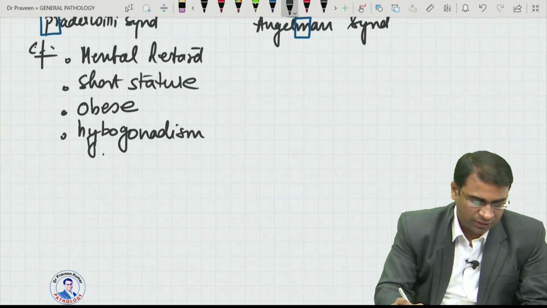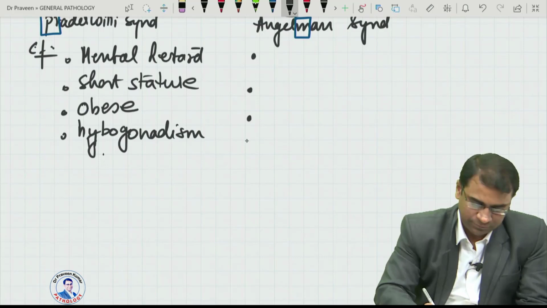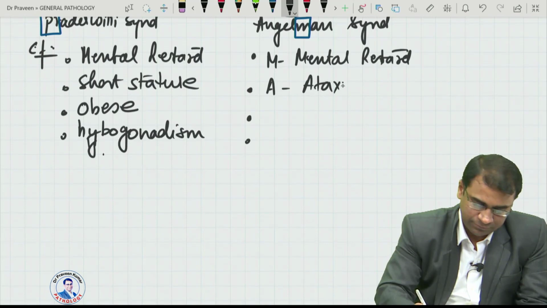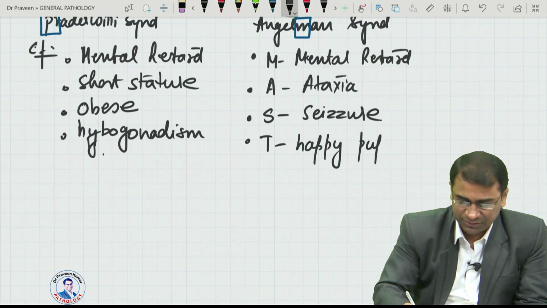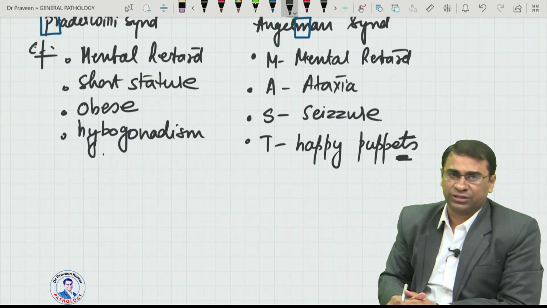In contrast to this, the Angelman syndrome patients, you can remember, MAST. M is again mental retardation. A is ataxia. S is scissors. And T is the T of happy puppets. They are referred to as happy puppets because they laugh when they listen to music. Okay? So this is about the Praderwilli and the Angelman syndrome.